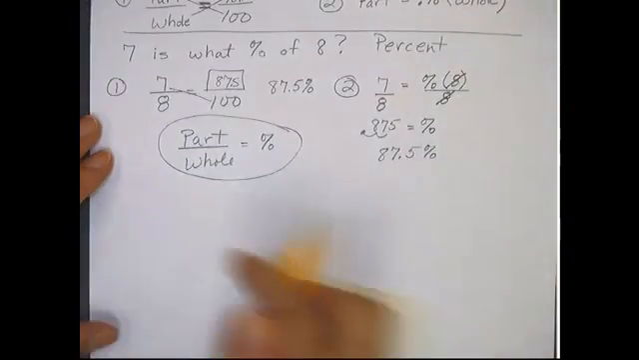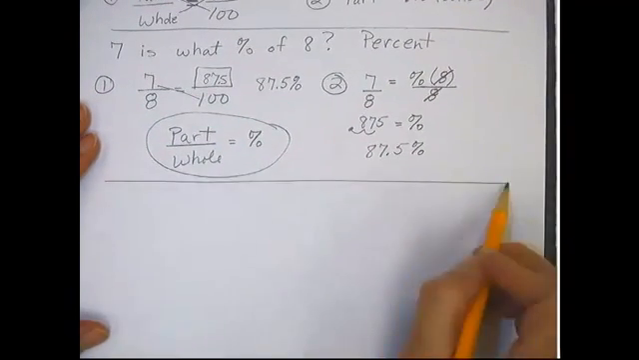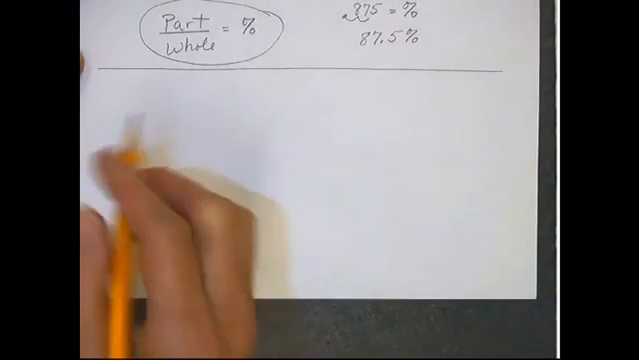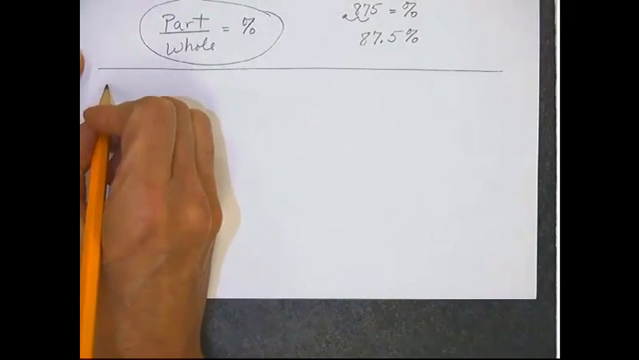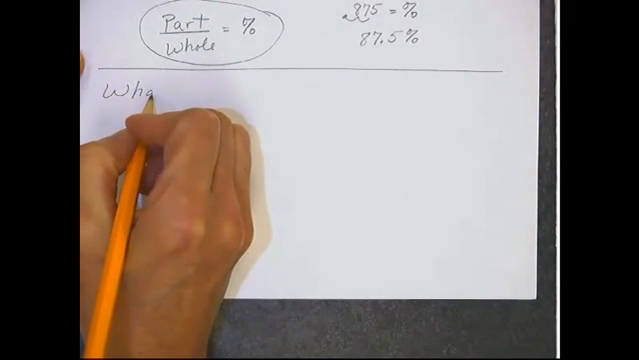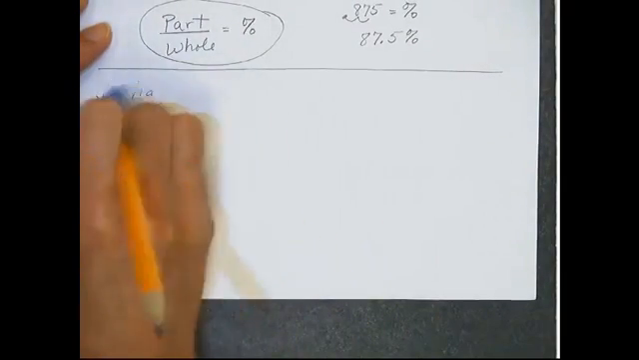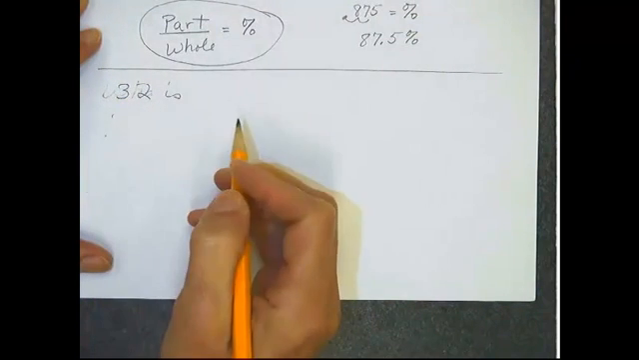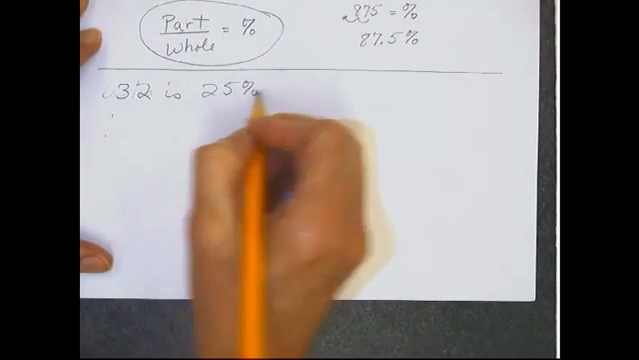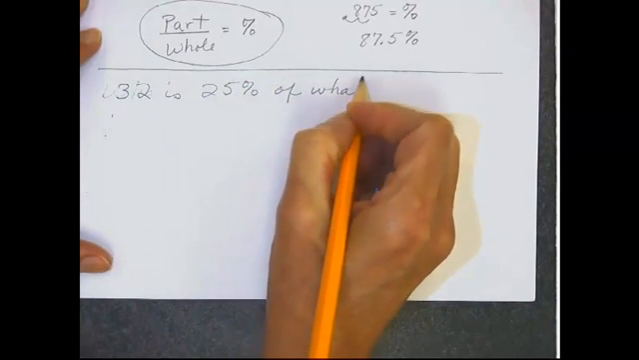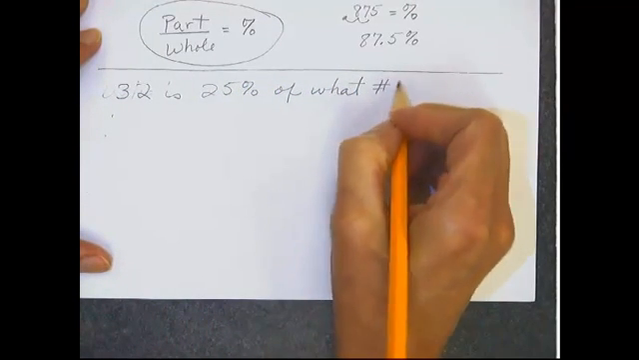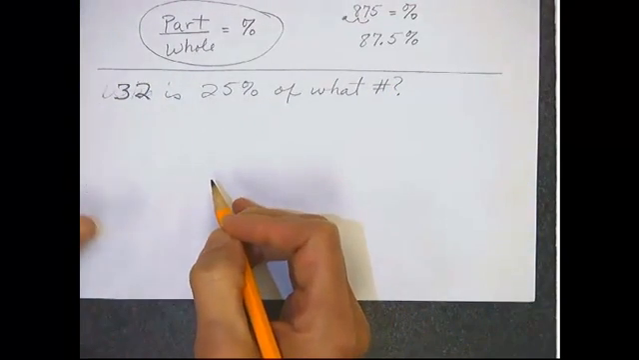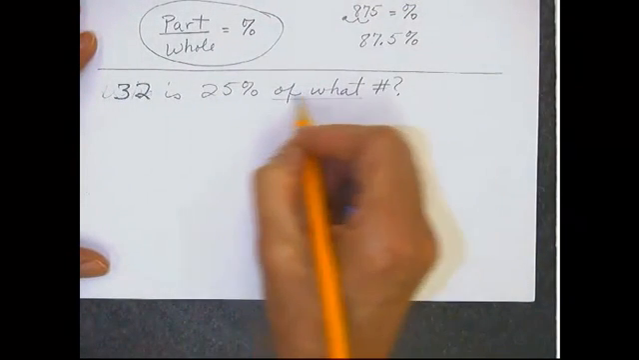Okay, the last thing that we need to do in this whole process is solving for the whole. I'm going to give you an example here where we're going to say an equation, or a problem. Now I want to say 32 is 25% of what number? So again, it isn't very clear, but 32 is 25% of what number? In this case, I'm looking for my whole here.